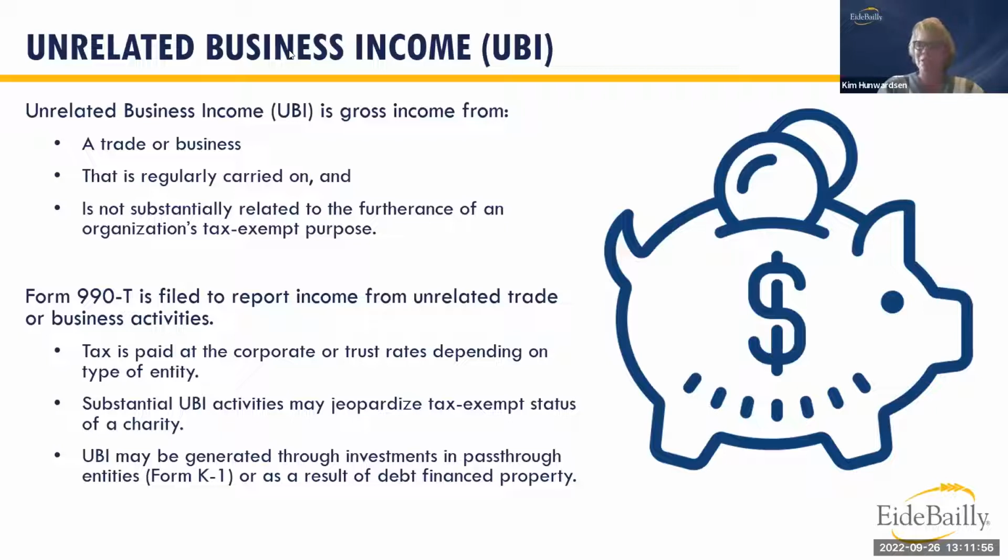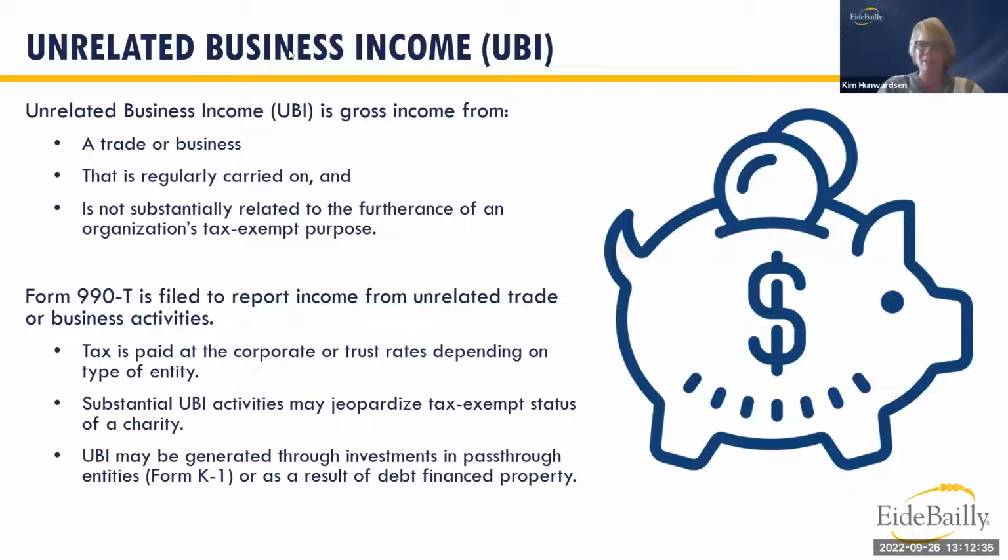So every time there's an activity that an exempt is conducting, whether it's directly or in some cases through another organization, we need to analyze that income from a relatedness to its exempt purpose to determine if the exempt organization is going to be subject to tax. If the organization is subject to tax, they're going to file a Form 990-T to report the income. The tax is going to be paid at either corporate or trust rates, depending on the type of organization that it is.